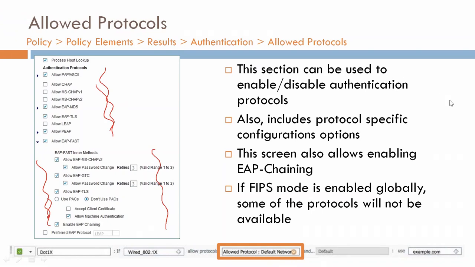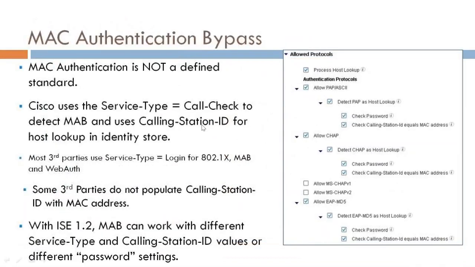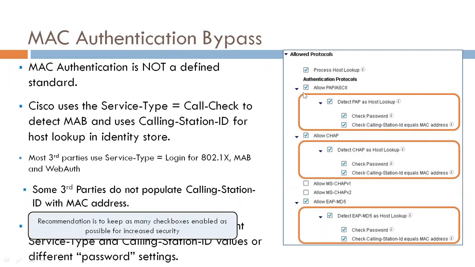So we have a long list of supported protocols here. From this list, you can enable as many as you want. If you enable more protocols, you are providing more and tighter security. That simply means you can enable allow EAP-TLS, allow EAP-MD5, all those options. For MAC authentication bypass, which we have already discussed, you also have options like allow PAP, allow CHAP, allow EAP-MD5. Here you can see some notes as well: MAC authentication is not a defined standard. Cisco uses service type, which is very important, and it's a type of interview question as well. For 802.1X, what service type do we have? For MAB authentication, what service type do we have? We have Call Check.